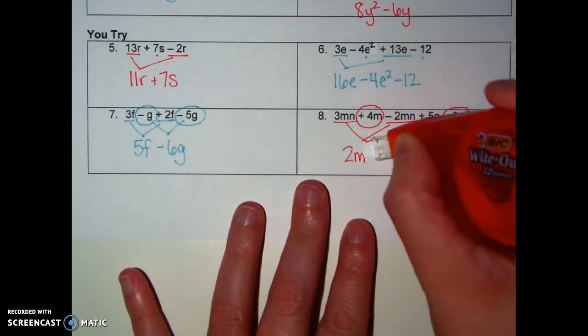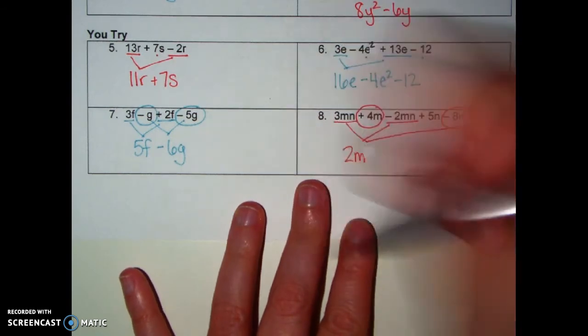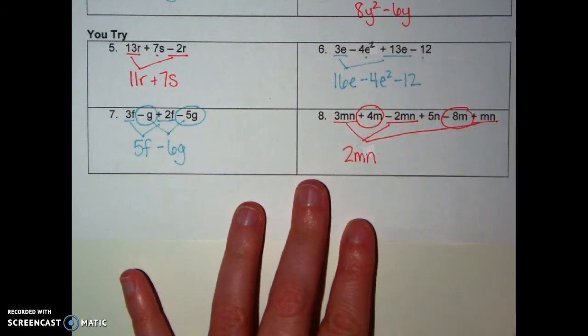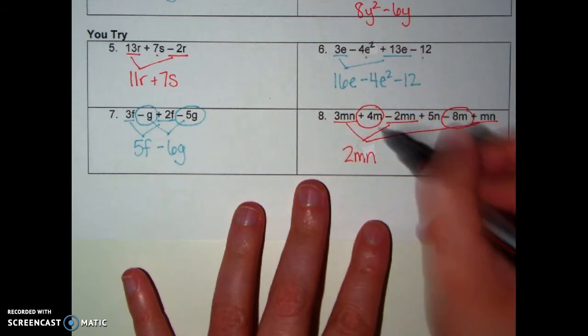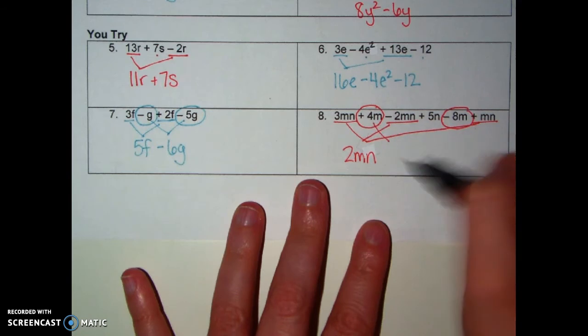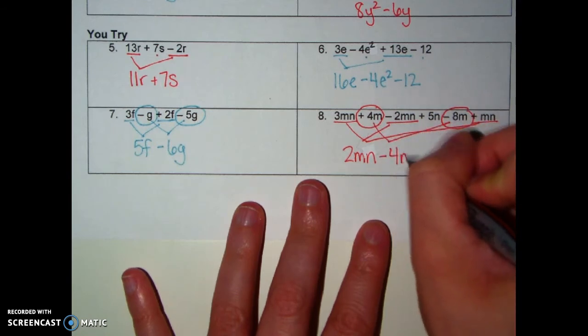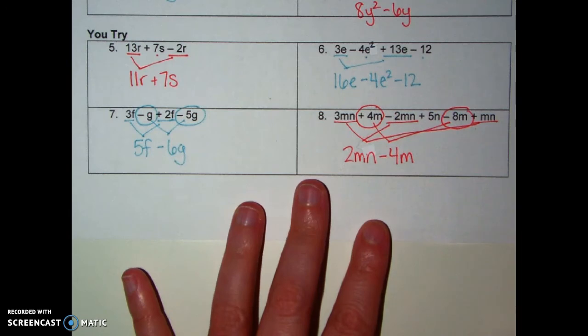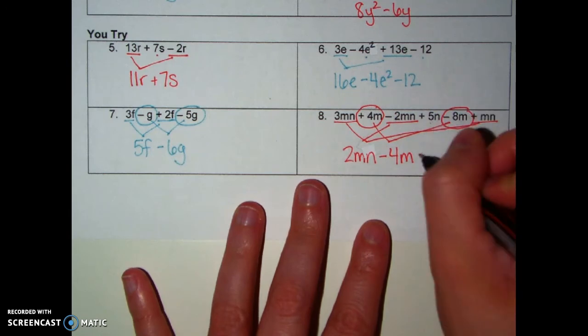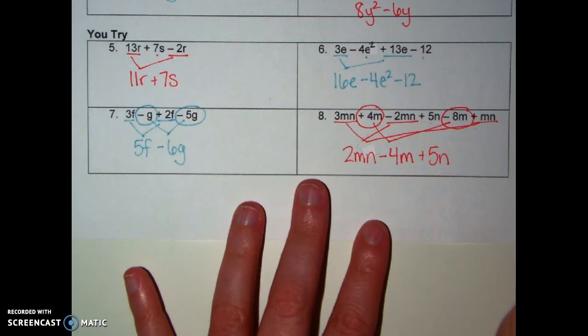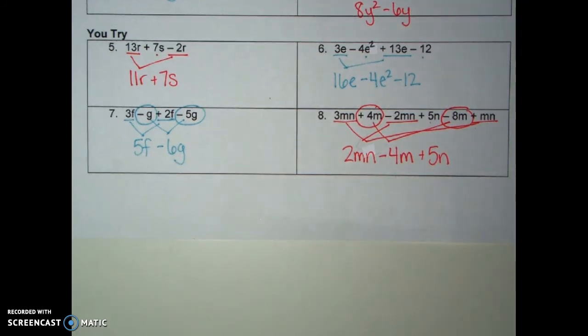So 2mn. And for the m's, I have 4 minus 8, which is negative 4m. And that last one is that 5n that does not have anything to match up with it. Okay, so that is it for combining like terms.